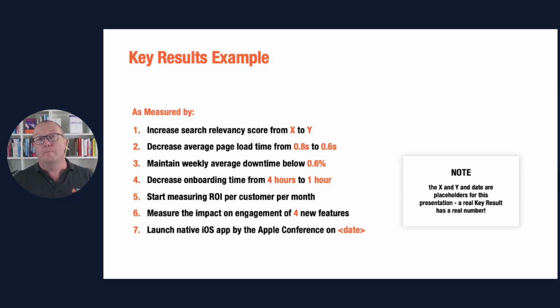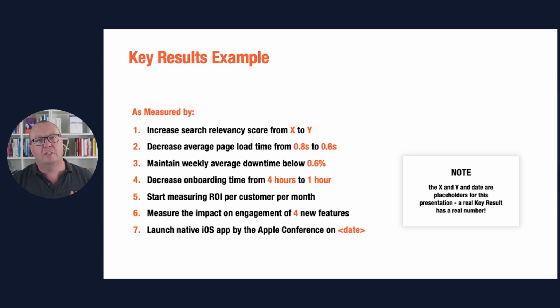Number 6, measure the impact on engagement of 4 new features. So this is an investigation key result, and we clearly want to improve engagement, but rather than saying improve engagement, however you're measuring this from X to Y, we want to say measure the impact of 4 features on engagement. We're trying to find the right inputs, trying to find what it is that's going to deliver an improvement to engagement. And we may get a substantial benefit or a small benefit in engagement, but the point of this key result is actually that we understand better what drives engagement.